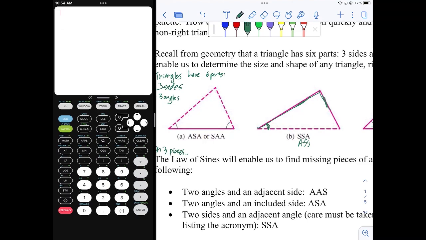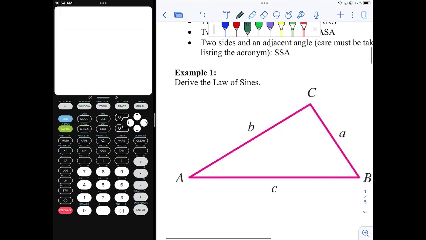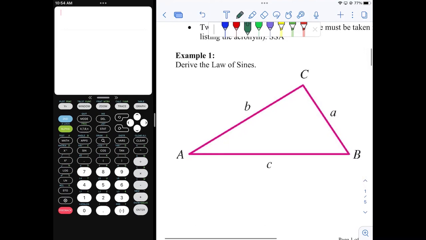All right, so let's try it out on example 1. We have a triangle here, and the instructions say to derive the law of sines. Oof, well, how do you derive something?